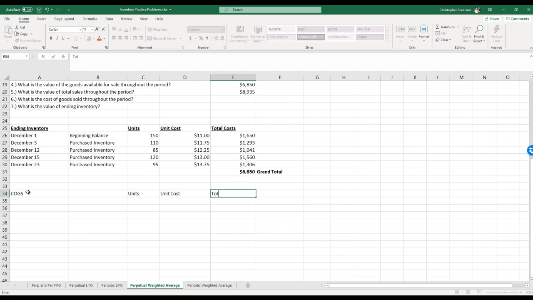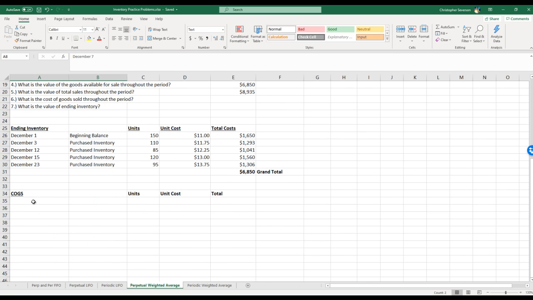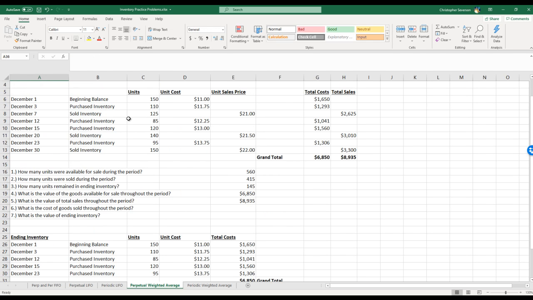So this is going to be a little bit different than the last videos that we had. The reason is, in the other videos, I had a column here called from what layer. But for weighted average cost, it's not really coming from any given layer. It's going to be an average of the layers available at that time. So that'll make sense in just a second here. So this first one is the December 7th sale, and we have 125 units we're selling.